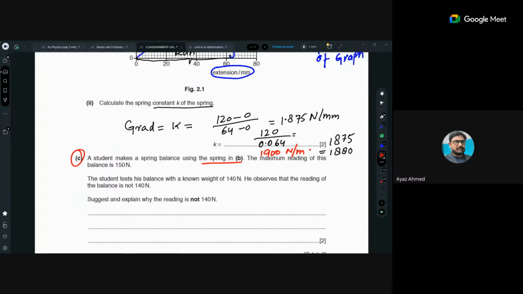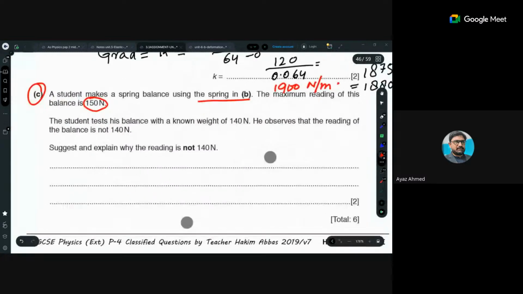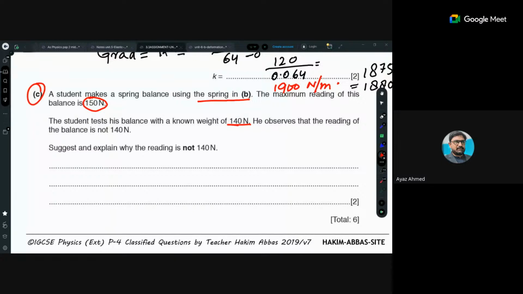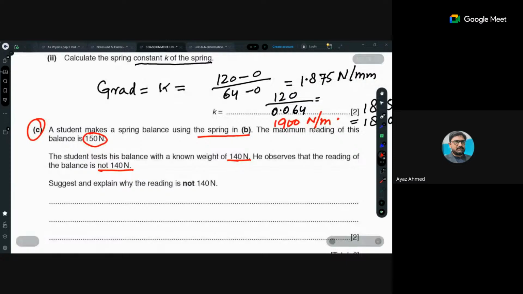The next is: a student makes a spring balance by using the spring in B. The maximum reading of the balance is 150 Newton. The student tests his balance with a known weight of 140 Newton. Then he observes that the reading of the balance is not 140 Newton. You have to comprehend this statement and link it with the previously given data. Our limit of proportionality was 120 Newton, and the student is measuring 140 Newton.